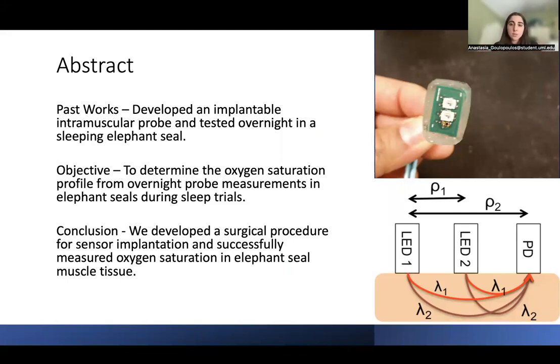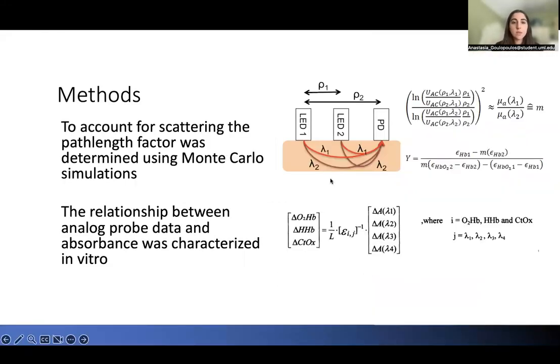What we did is we implanted the probe within seals and then allowed them to sleep in the lab, and we corresponded the probe data to these dips of oxygen that they face whenever they undergo sleep apnea, which is when you don't have oxygen for brief periods of time as you sleep. And we validated these results using audio plots, as we'll see later on.